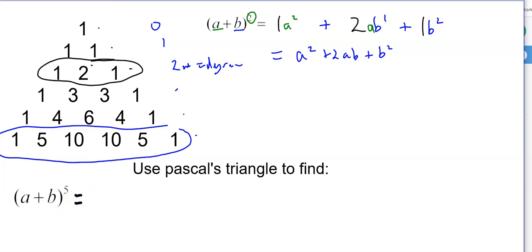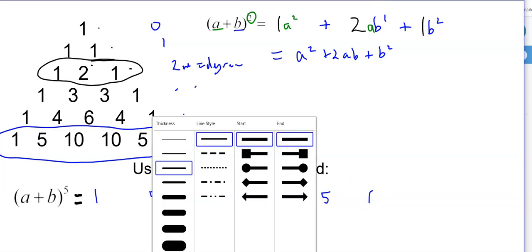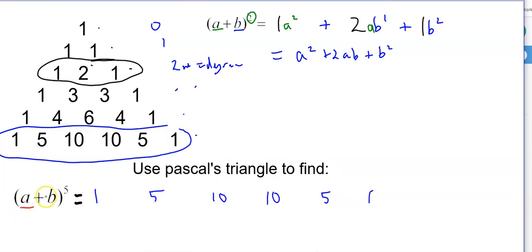So I get, let's see. I'm going to take these coefficients and space them out: 1, 5, 10, 10, 5, and 1. Probably left a little more space in there, but we'll be okay. So the first term is to the fifth power, so a to the fifth, a to the fourth is the next term, a to the third, a to the second, a to the first, and then just a constant, or a to the 0 power.